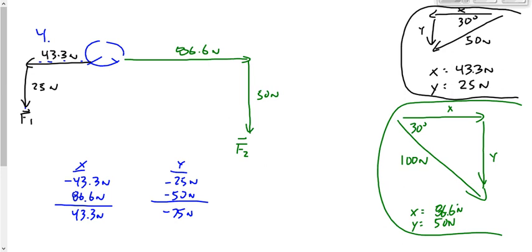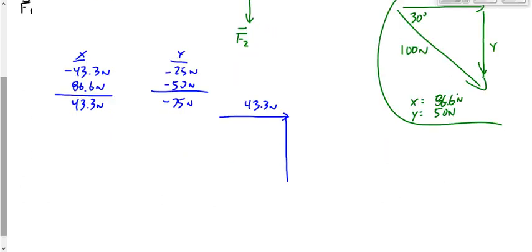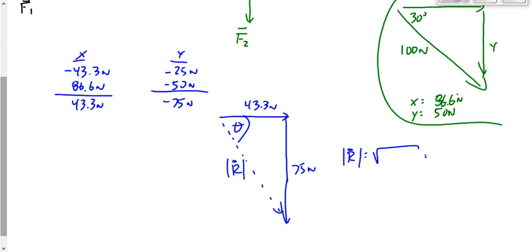Now this is easy, right? 43.3 this way, and 75 downwards. The resultant vector is what I'm looking for here. The sum of the vectors, the resultant vector. What does R work out to be if I do the Pythagorean theorem there? Works out to be 87 newtons, to 2 digits.